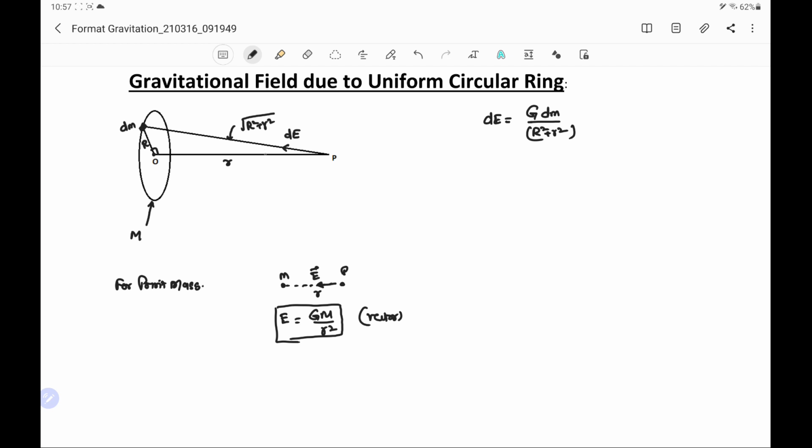Suppose the angle between this line joining the point with dm and the axis is theta. Then we resolve this dE into two perpendicular components, one along the axis and another perpendicular to the axis. The component along the axis is along the angle theta, so this component will be dE cos theta, and another is dE sin theta. Now first we will check the contribution of these components towards the total field. Either both will contribute or any one will contribute.